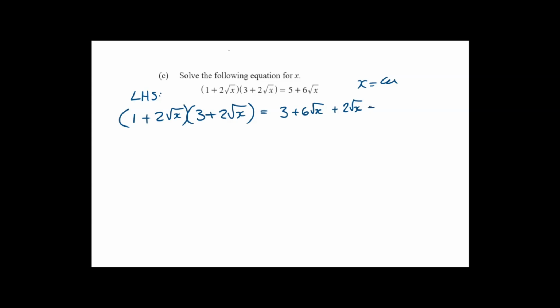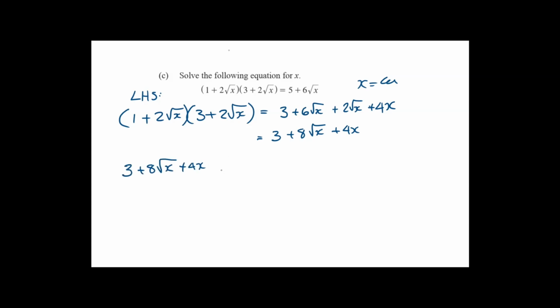And 2 squared x, it's going to be 4x. Square root times square root is x, 2 times 2 is 4x. So we can simplify that a little bit: plus 8 square root x plus 4x. So that's the left-hand side simplified. Now, can we do anything else to it? No. So now let's set the left-hand side equal to the right-hand side again.